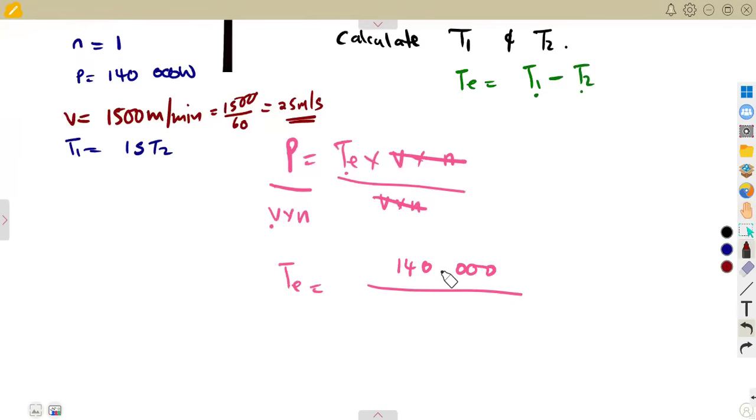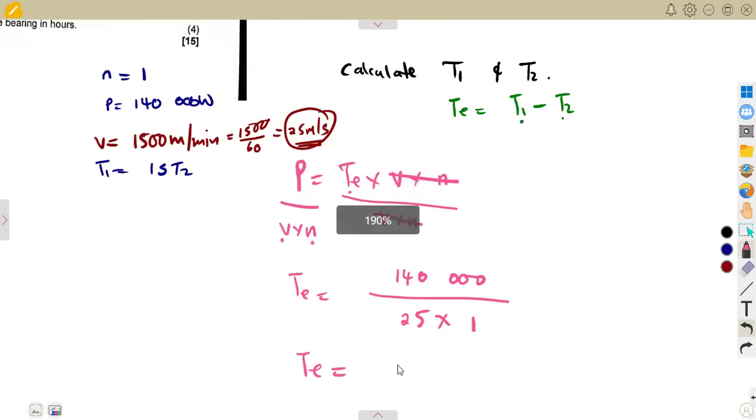So already the velocity is there, unless they made an error, but according to what is written, that is how you're supposed to take it. So your velocity is 25, times the number of V-belts we're given, which is 1. So that we get the effective tension. Actually, they were supposed to do this because we would otherwise have a lot of calculations. So this is 5,600 Newton.